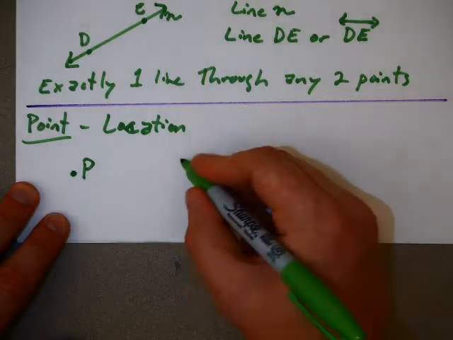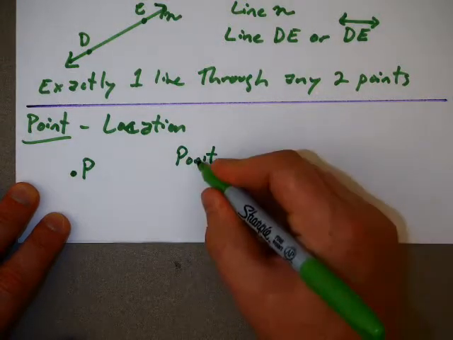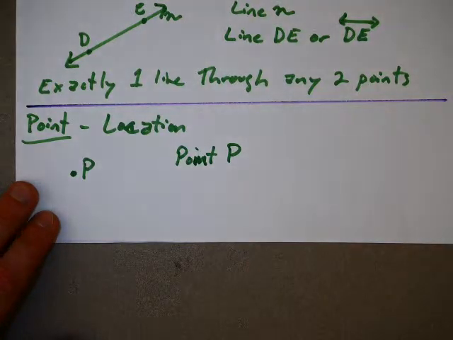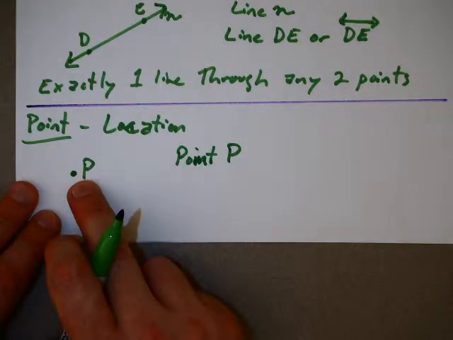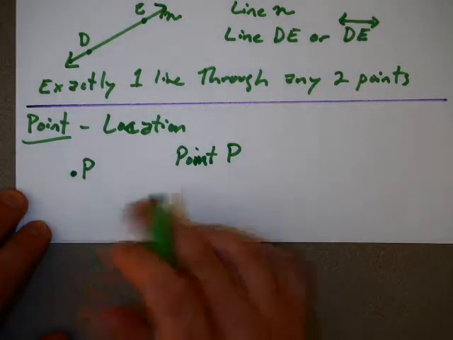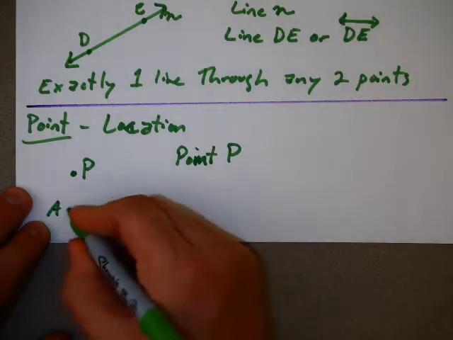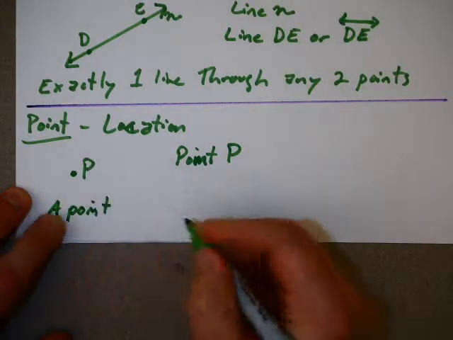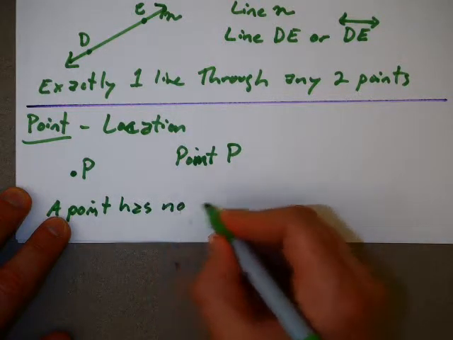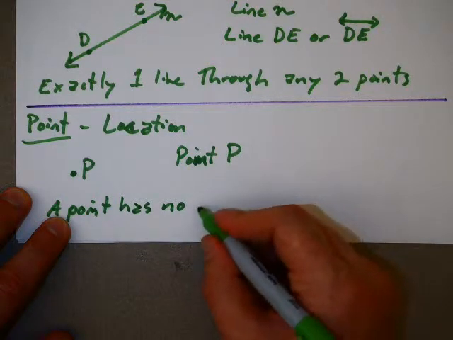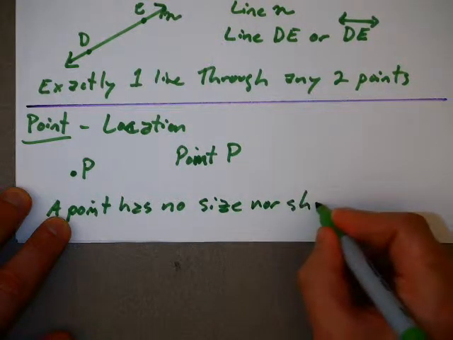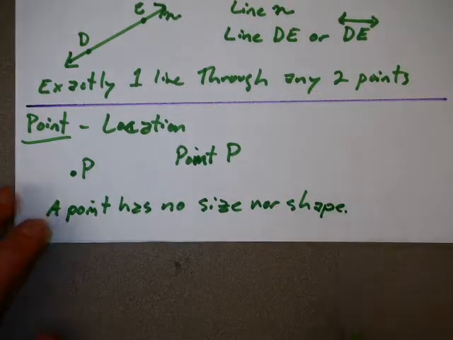The way we would name this is we would just call this point P. There's really no other way, and it's always a capital letter. Make sure you're not giving me a lowercase letter to represent a point. And one thing you should know about this is that a point has no size or shape. Again, it is just a location.